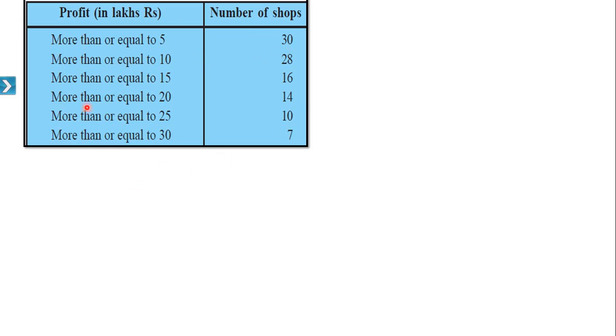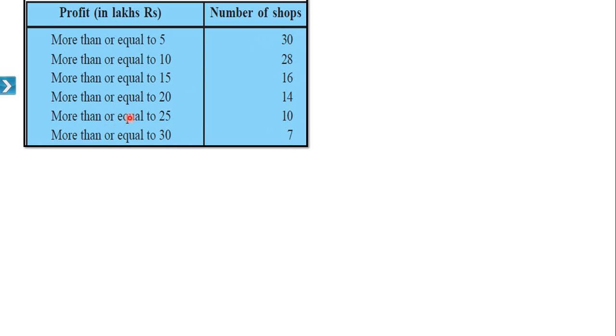first column it is given more than or equal to, and the numbers in the next column will be cumulative frequencies. Remember, if in the first column more than or less than is given, then the numbers in the next column will be cumulative frequencies. So, here more than is given. So, in the next column these are cumulative frequencies.